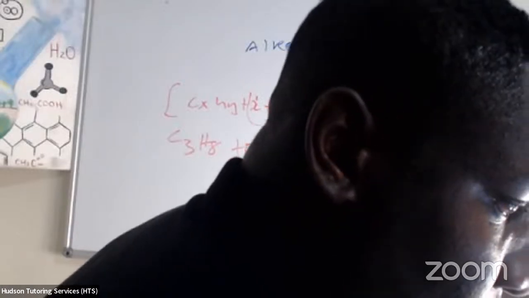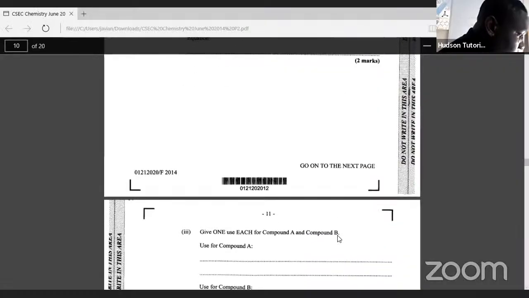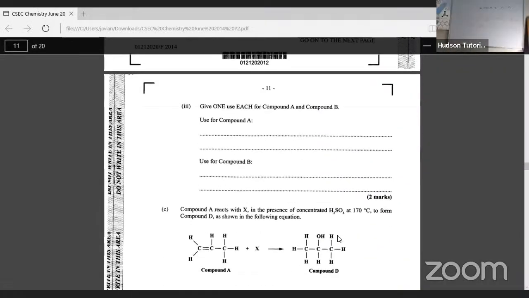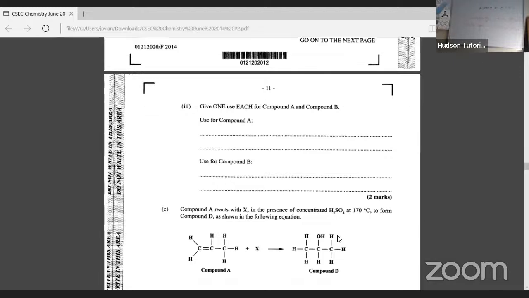All right, so let's go back to our question. Hope you guys are enjoying it so far. It says, give one use of each of the following. One use of compound A. So compound A is an alkene. Anybody know what we use alkenes for? Anybody, somebody?